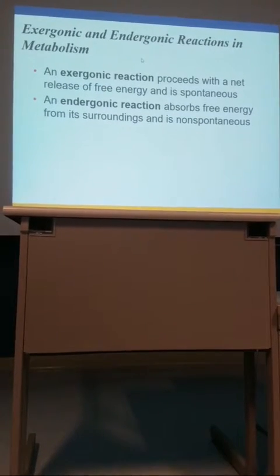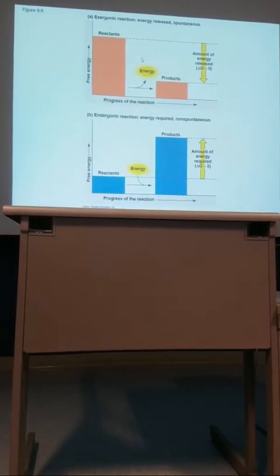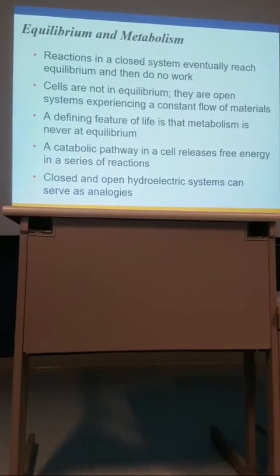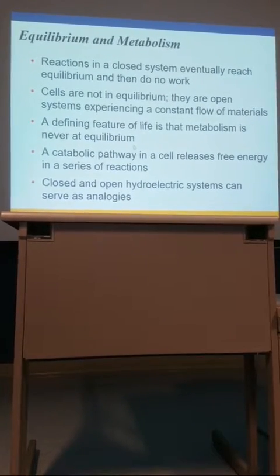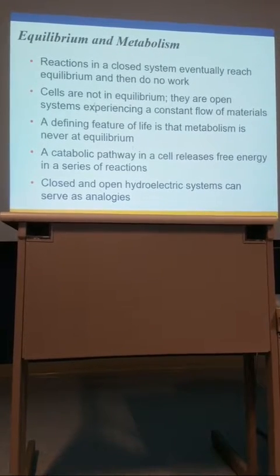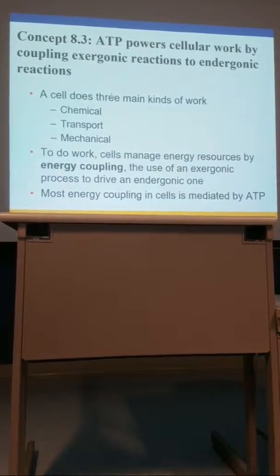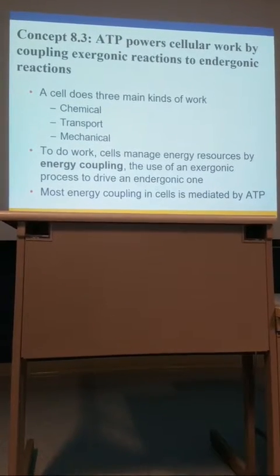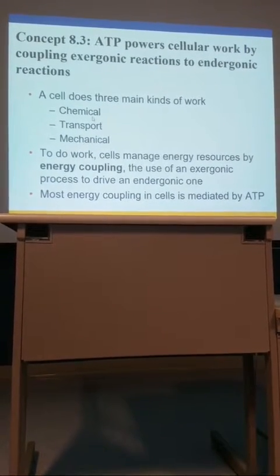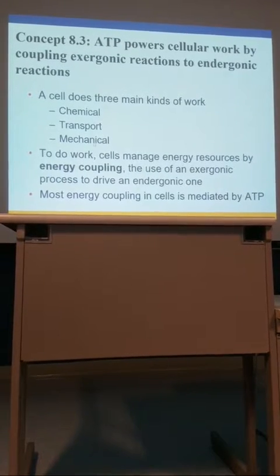Obviously, know exergonic and endergonic. Exergonic giving off, endergonic using energy. We've already mentioned catabolic pathways release energy, anabolic uses energy. Do know the three kinds of work that a cell does: chemical, transport, mechanical.